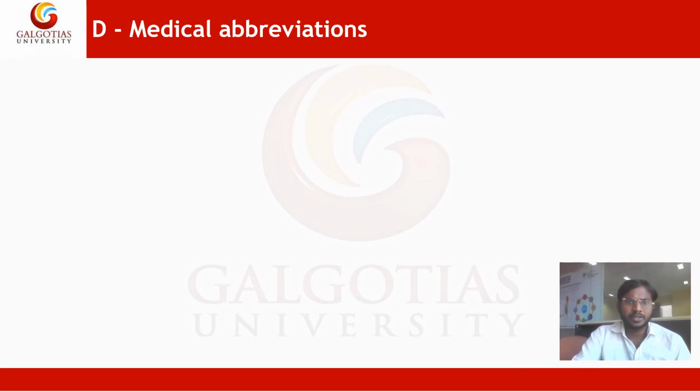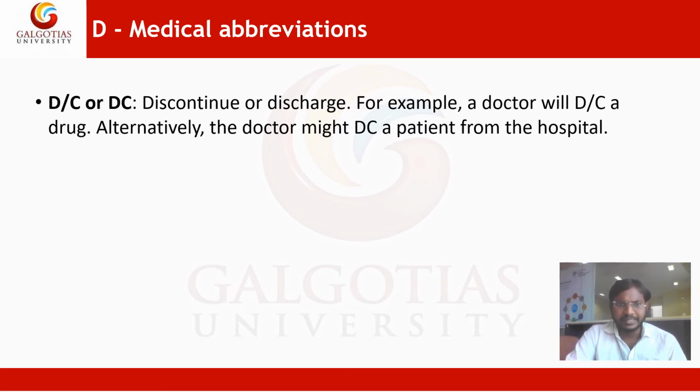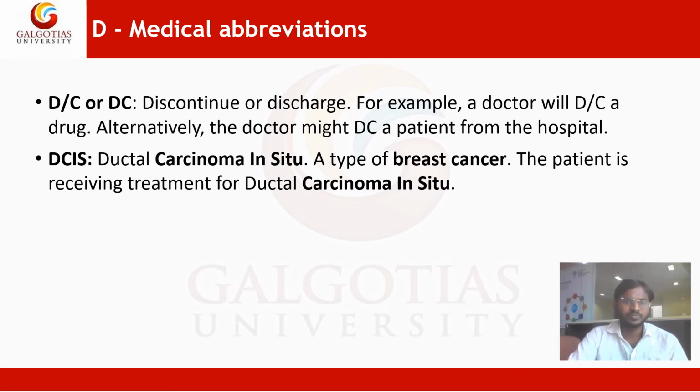In this slide, we can discuss the medical abbreviations related to D. DC, or D/C, is discharge. The patient joins the hospital for treatment. After the disease is cured and everything is fine, the doctors decide the patient is ready for discharge, and the patient is sent from the hospital to home. That is the discharge, DC.